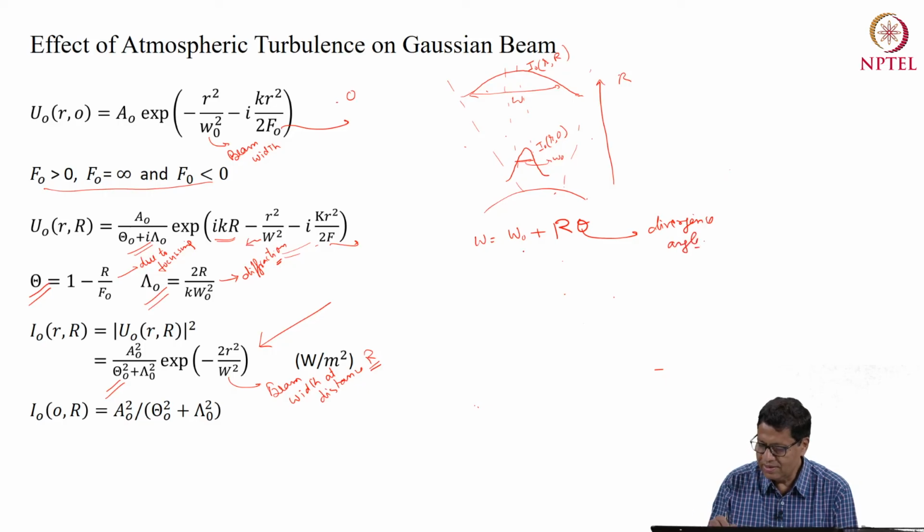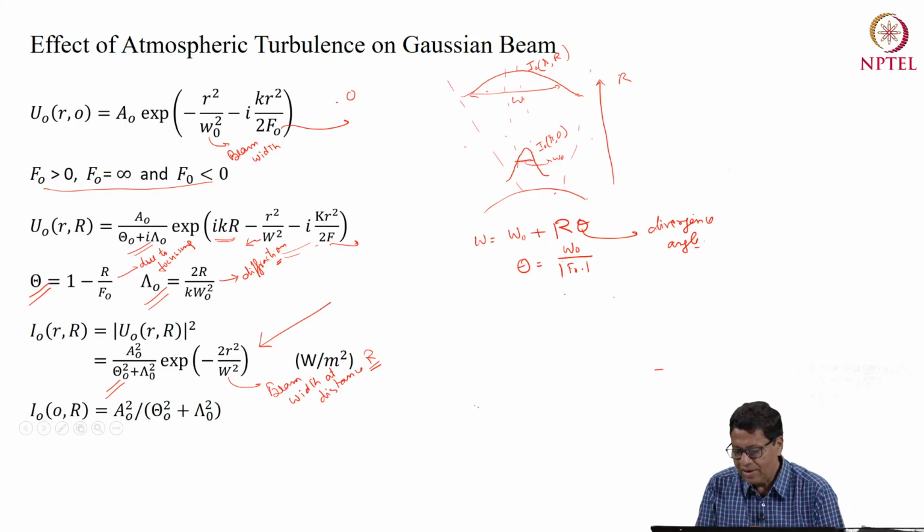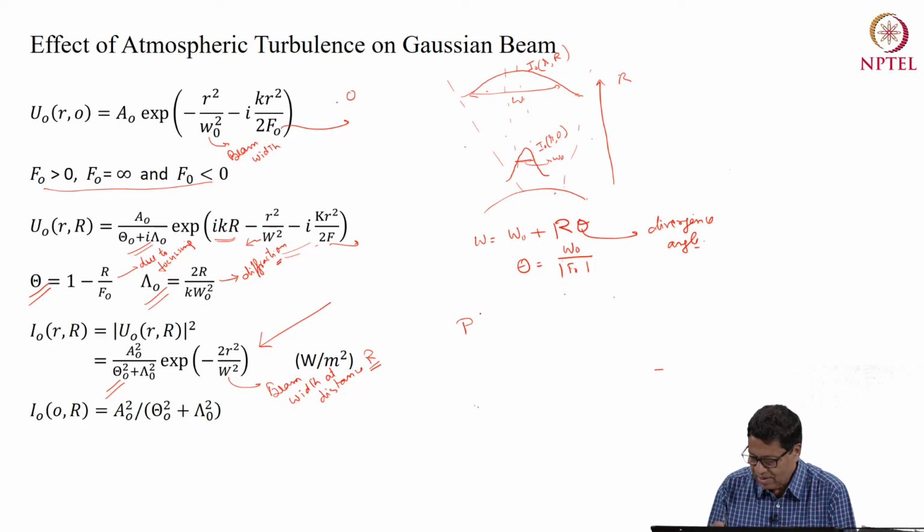So roughly it is the initial beam width plus r theta, and this theta is given by the initial beam width size divided by the mod value of f naught. And if I calculate the power at distance r, which is a function of P_R, and also a function of D, which is the diameter of the receiver aperture, let me write that as capital D.